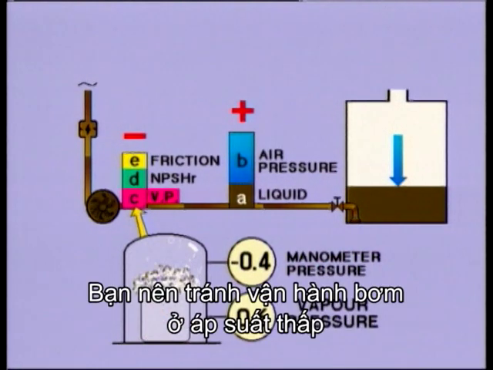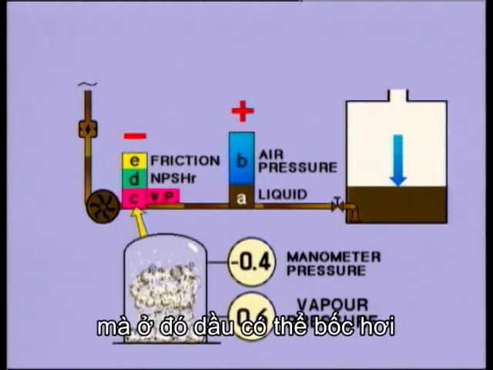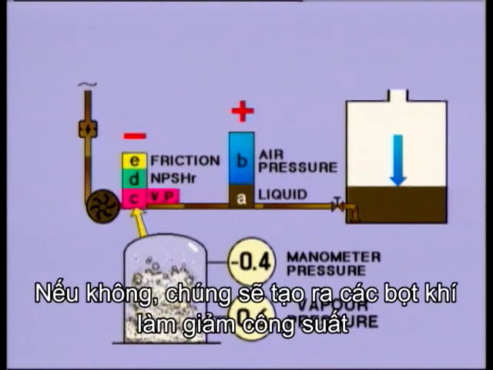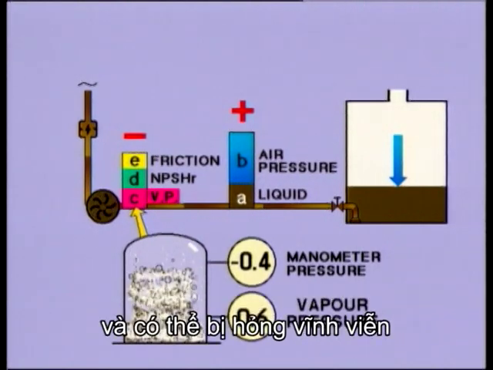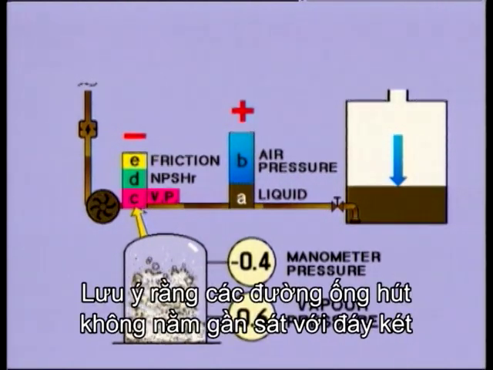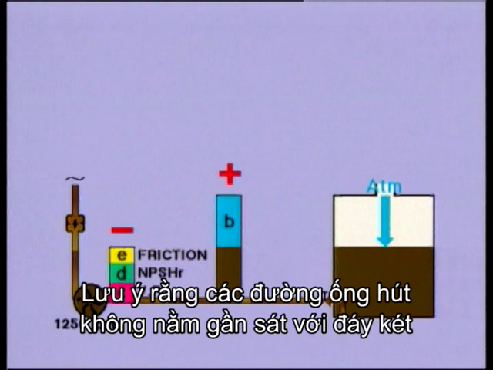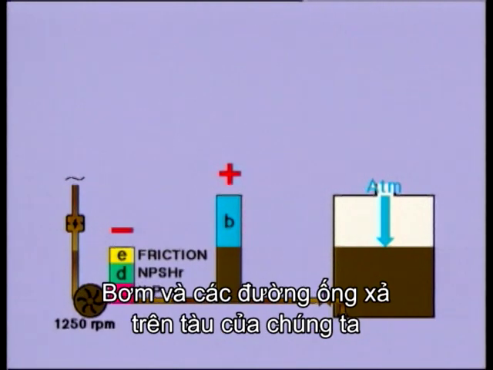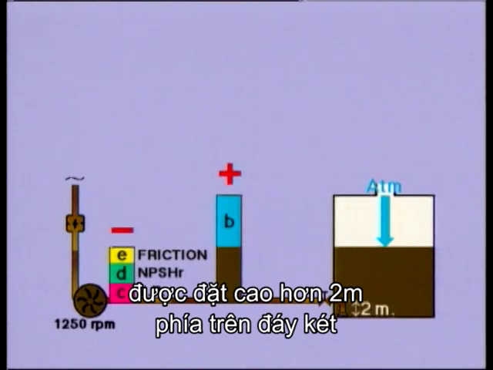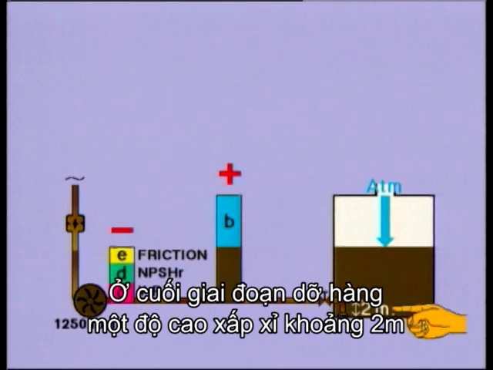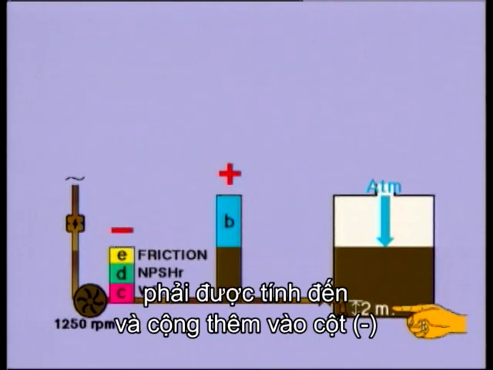You should avoid operating pumps at such a low pressure where oil gases off. If you don't, they will cavitate, lose capacity and be permanently damaged. Note that the suction lines are not flush with the tank floor. Pumps and the discharge lines in our vessel are mounted more than 2 meters above the bottoms of the tanks. At the end of the discharge, a lift of approximately 2 meters must be taken into account and added to the minus column.